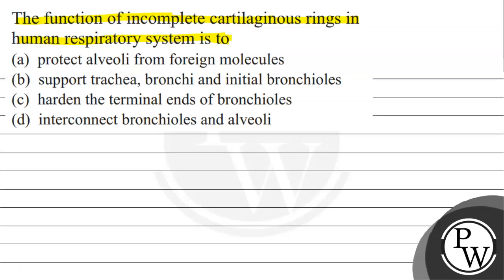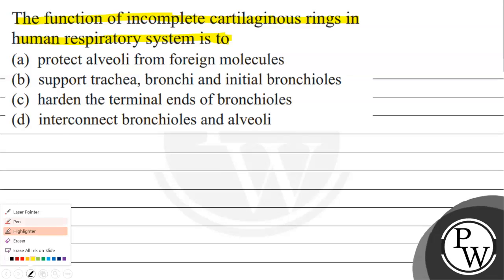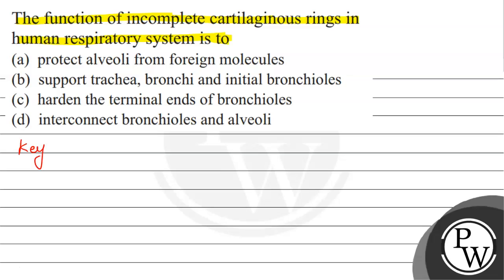A is given as protect alveoli from foreign molecule, B is given as support trachea, bronchi and initial bronchioles, C is given as harden the terminal ends of bronchioles, and D is given as interconnect bronchioles and alveoli. Fine. So to solve the question, first let's know the concept of this.